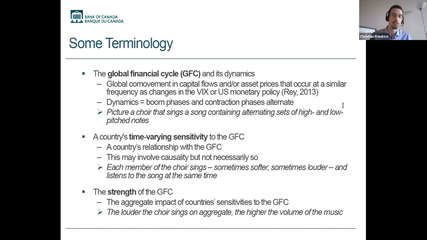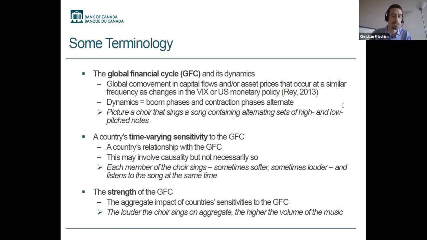So the first one is when I talk about the global financial cycle and its dynamics. I guess everyone knows this, but just to be clear again. This we define as the global co-movement in capital flows or asset prices that occur at the higher frequency, for example, the frequency of weeks, or US monetary policy, as shown by Helene Rey's work and many others afterwards. But the key here is when we talk about the dynamics, it's basically the alternation of boom phases and contraction phases of the cycle. To give you a real life example, if you think of a choir that sings a song, and this song would have a series of high-pitched notes and low-pitched notes. That's kind of the global financial cycle and the dynamics.